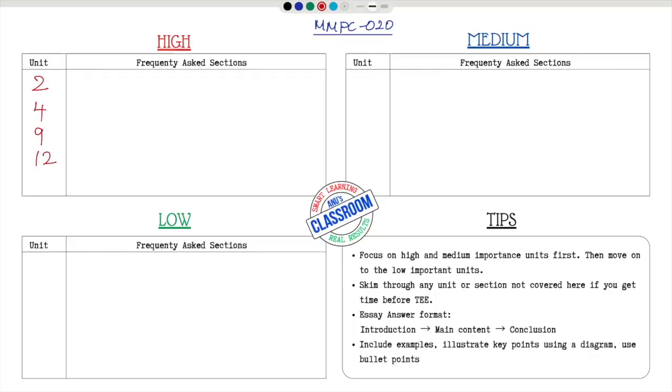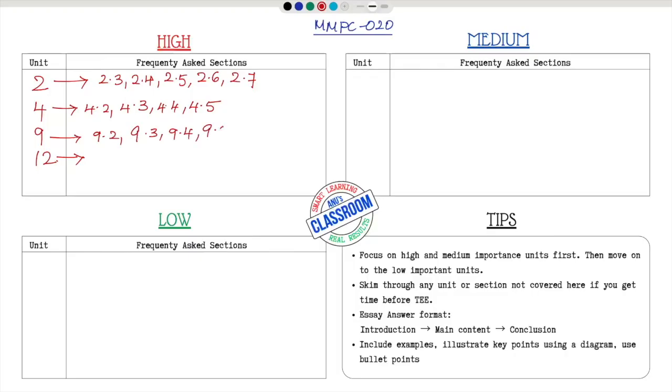These are the 4 most important units which have had the maximum number of questions asked from them. In Unit 2, you can focus on 2.3, 2.4, 2.5, 2.6 and 2.7. From Unit 4, you can focus on 4.2, 4.3, 4.4 and 4.5. These have been the examiner's favorite sections. Similarly, Unit 9, you can focus on 9.2, 9.3, 9.4, 9.5 and 9.6. From Unit 12, CSR reporting process and auditing, you can focus on 12.2, 12.3 and 12.4.